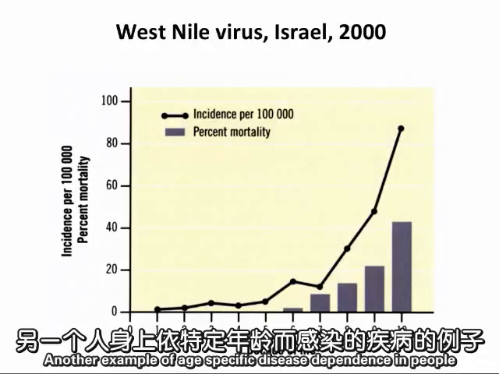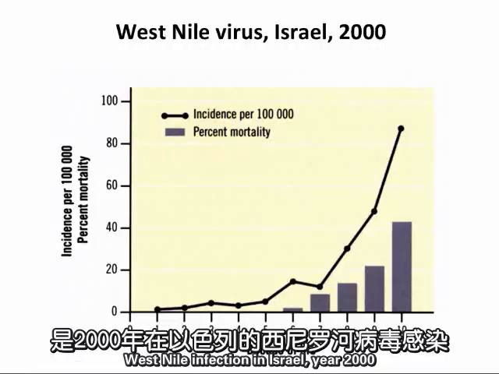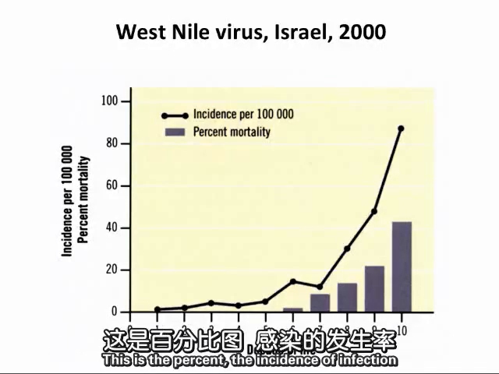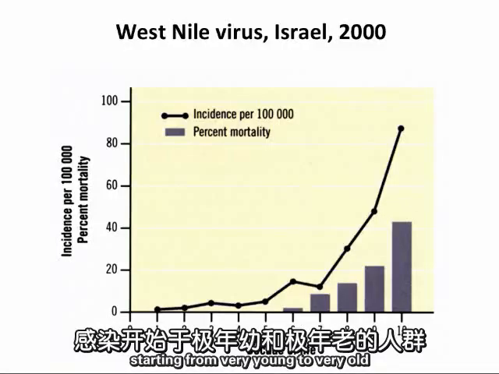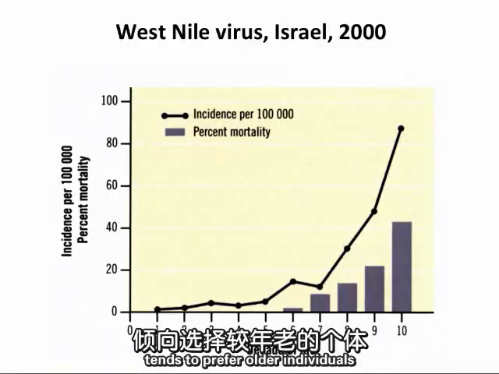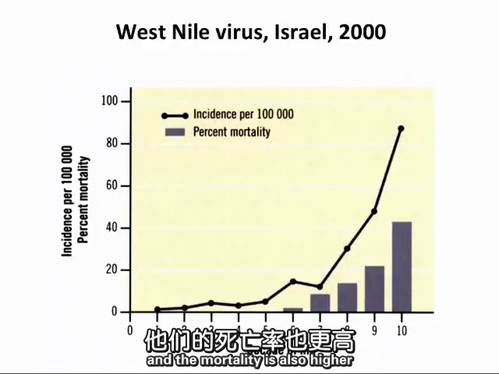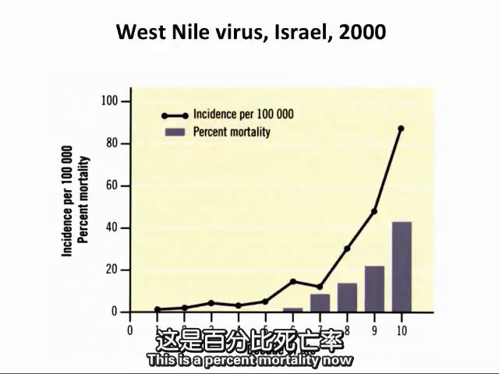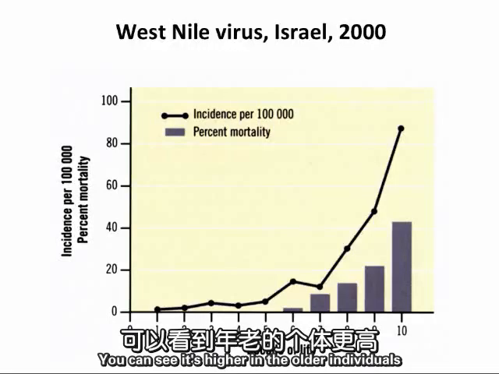Another example of age-specific disease dependence in people, West Nile infection in Israel in the year 2000. This is the incidence of infection starting from very young to very old. So you can see West Nile infection tends to prefer older individuals. And the mortality is also higher. This is a percent mortality now, and you can see it's higher in the older individuals.